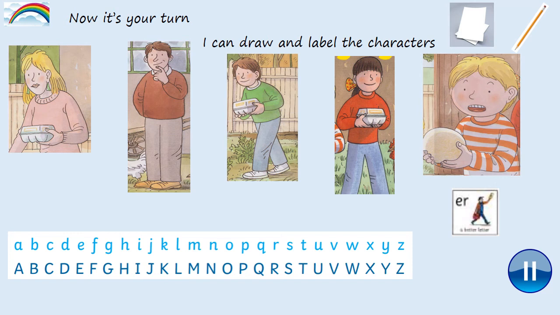A name always has a capital letter. So if you're not sure what the capital letter looks like, then the alphabet strip is there to help you. Also, I have put the better letter sound there for you. That is the sound in Kipper. So that will help you to write the word Kipper.